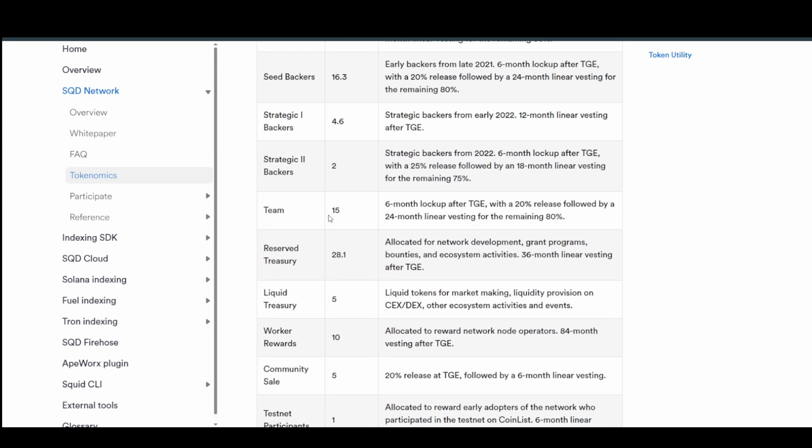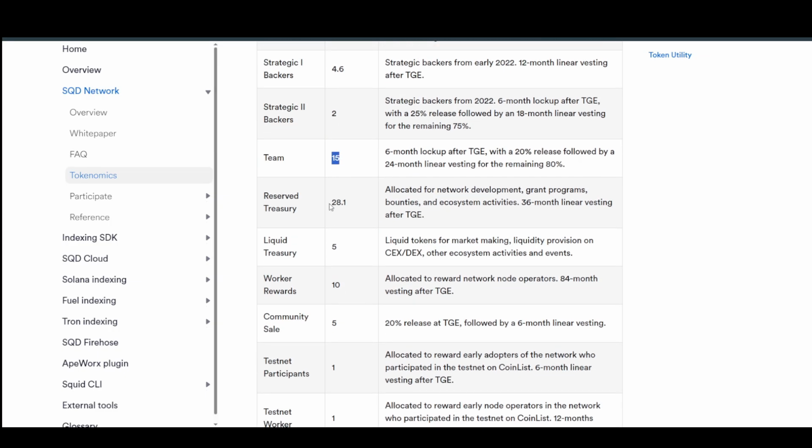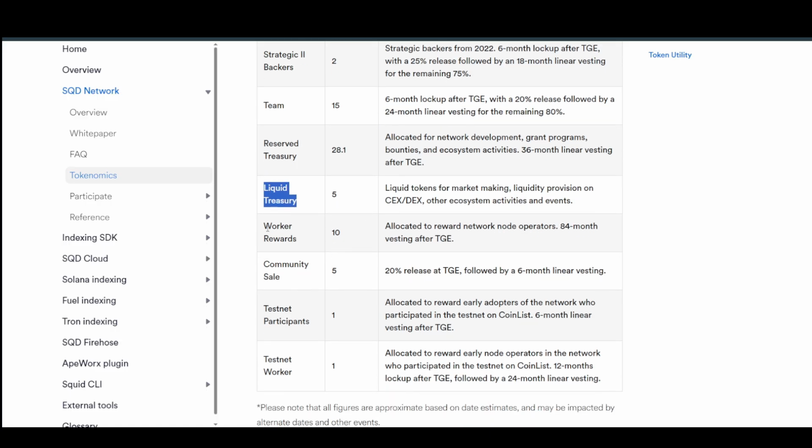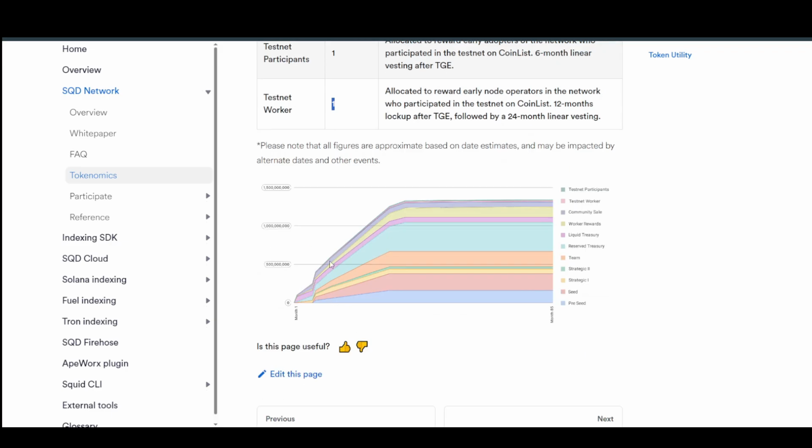After that, we have team getting around 15%. We have a reserve treasury around 28%. I believe this is to be controlled by the governance. After that, we have liquid treasury. Basically this is for the DEXes and the centralized exchanges, and this is the worker rewards, 10% allocated to reward network node operators. It does have a lot of time, 84 months, so that's pretty good. And this is 5% for the sale community. Okay, so 20% is unlocked at launch, as you can see here. We have testnet participants 1%, and testnet workers 1%. So this is how it looks.